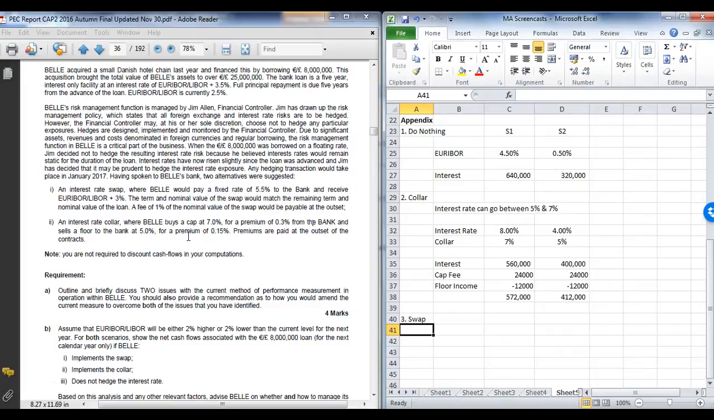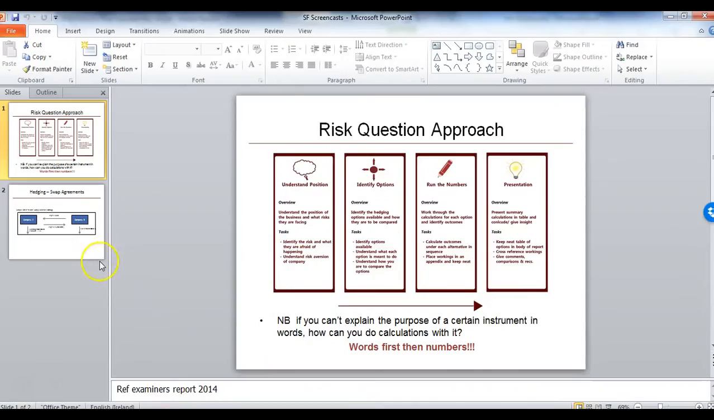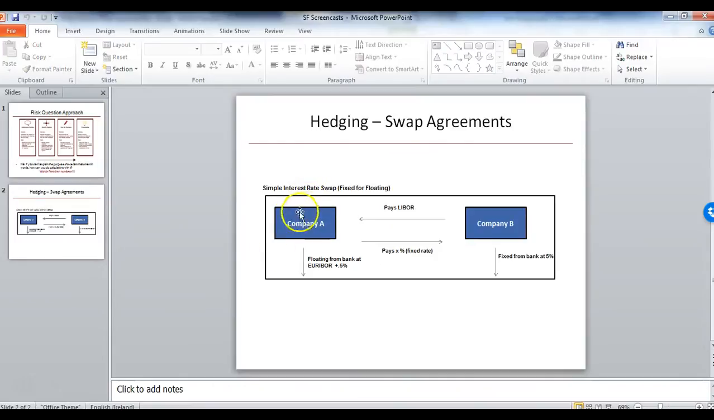So a lot of the time students can get confused in terms of who's paying what or what the net impact is overall. So I like to use a little diagram. It's good practice, particularly initially when you're looking at swaps, to try and explain what's going on. So the diagram will look something like this. You put your company here. They will have a loan already.